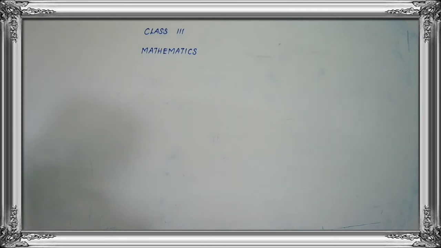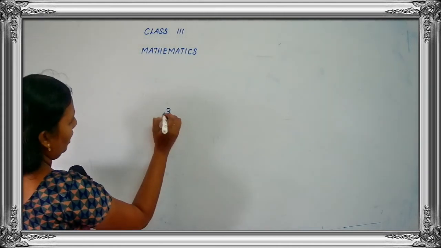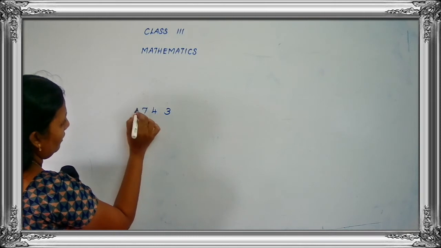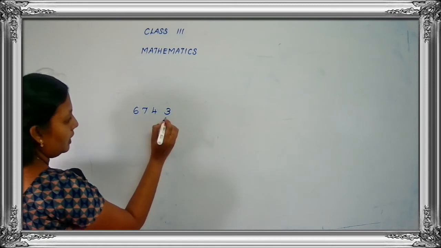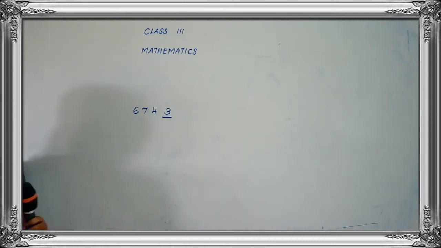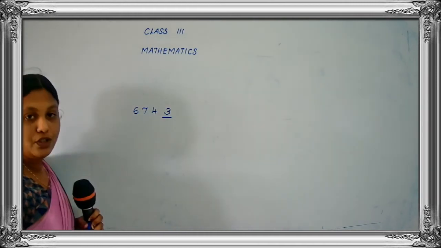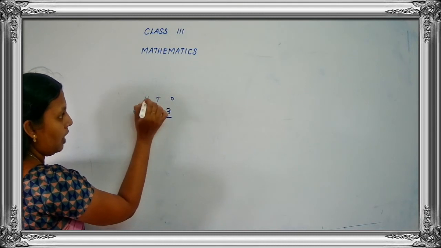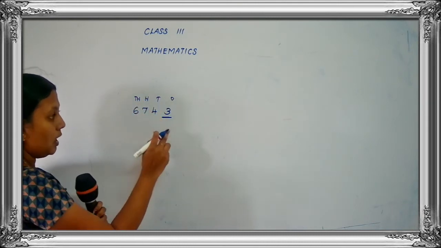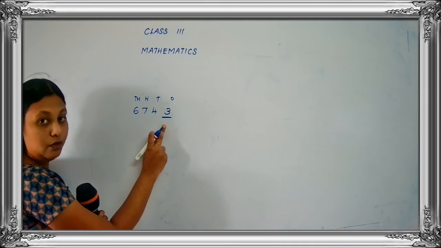Okay. If one number is 3, 3 is in ones place. 4, 7, 6. How many digit number? 4 digit number. First of all, see the 3. The place value of the digit 3, in which place? Ones, tens, 100 and 1000.